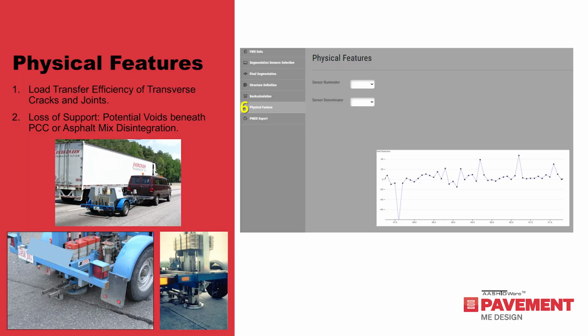The next topic within this session is Step 6, or the physical features from the back calculation process. 2 parameters will be addressed under this topic: load transfer efficiency of transverse cracks and joints, and loss of support or potential voids or material disintegration of the bound layers.